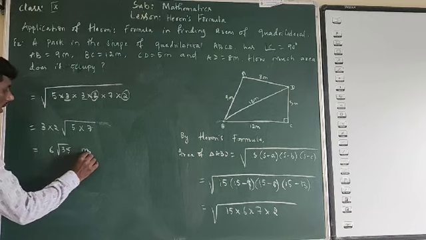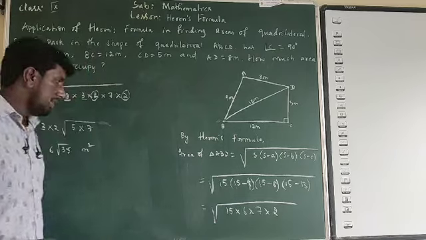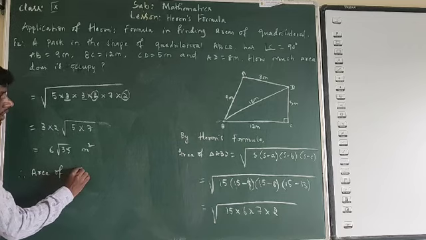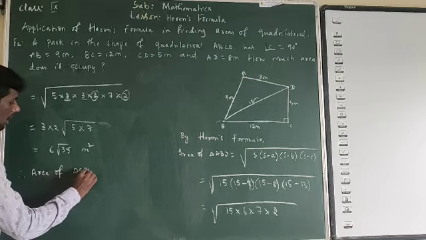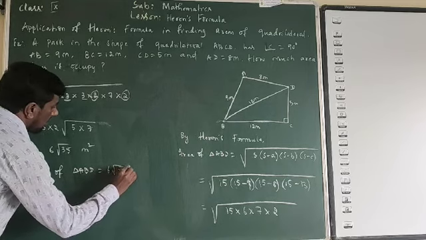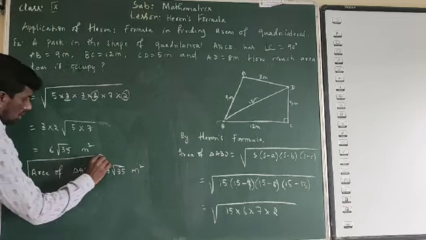6 root of 35 meter square. This is the area of the triangle ABD. Therefore, the area of triangle ABD is equal to 6 root of 35 meters square. So this, put it in the box.